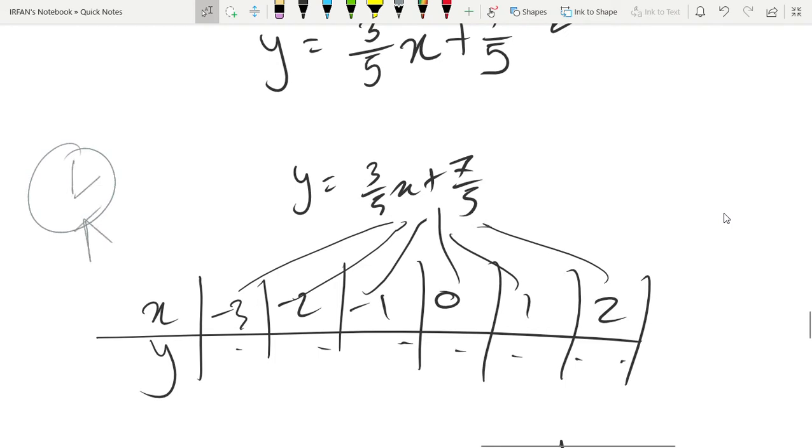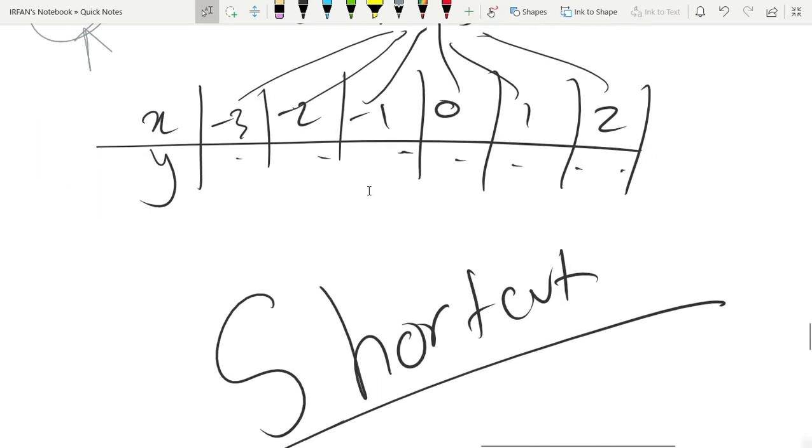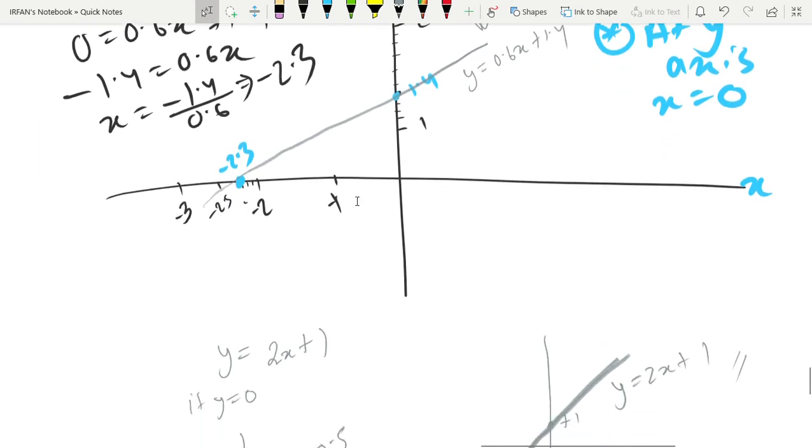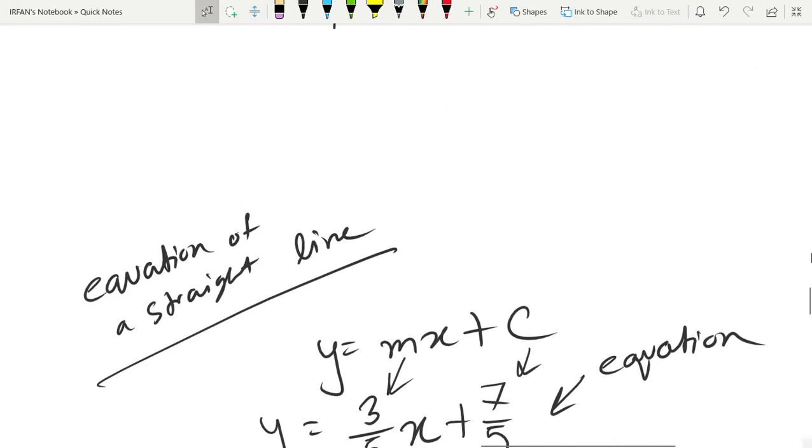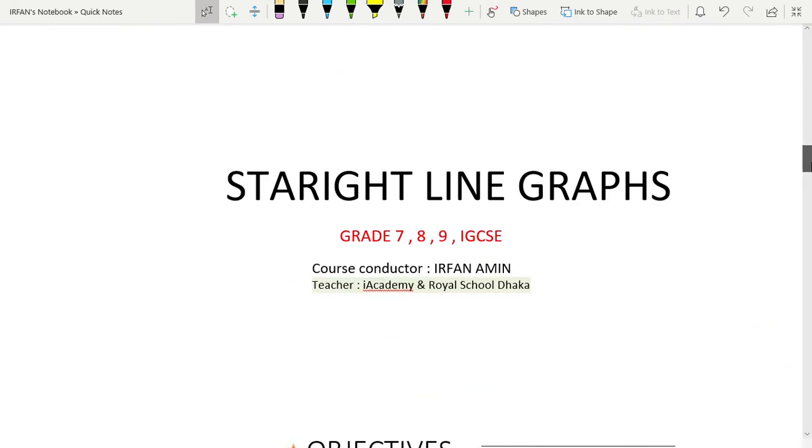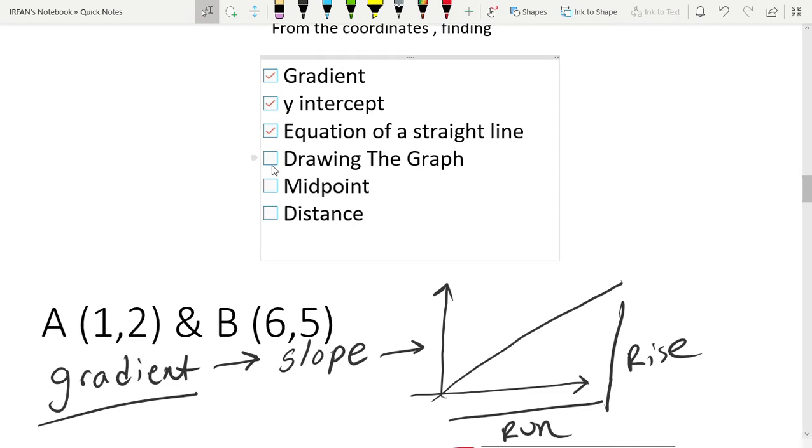If you want, this is my clock. I don't have any time, but you should know how to save time and draw something beautiful in very less time. Or you can use this method also if you wish, but I use the shortcut method. Going back to the topic, we know how to draw the graph. Also remember, you should do this on graph paper.